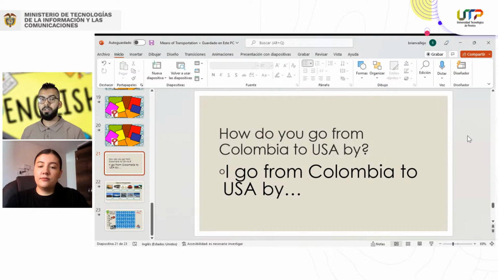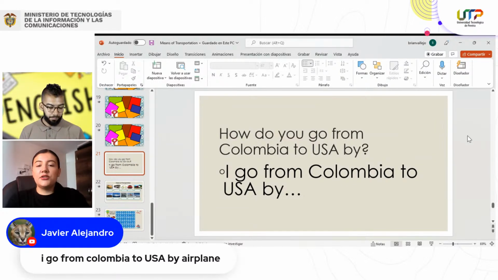In this case, the most comfortable and used means of transportation to move from Colombia to the United States is the airplane, all right? The airplane. And also to move from Colombia to different countries, we use the airplane. That's fantastic. Very good, guys.